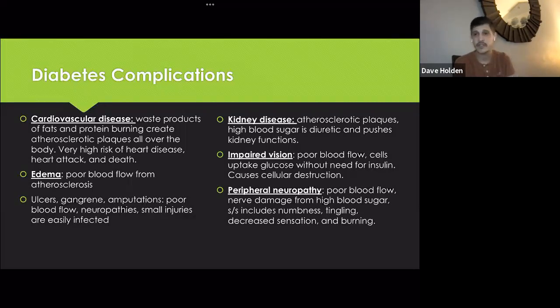And again, we've talked about the nerves. Peripheral neuropathy, poor blood flow will cause nerve damage from high sugar being in the blood. This will start as kind of numbness and tingling, but as it continues to get more severe, you'll start to get pretty serious numbness of the hands and the feet, to the extent that, like I said, they can step on something and cut their foot, and they don't really even feel it.